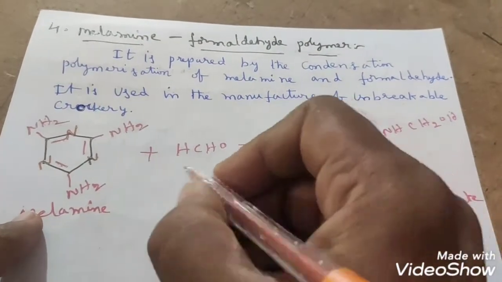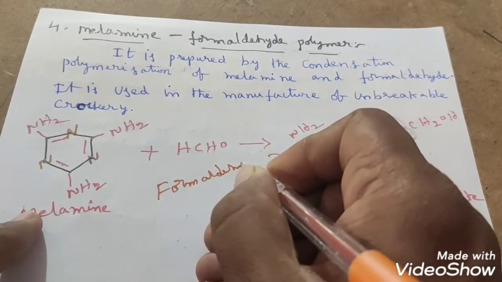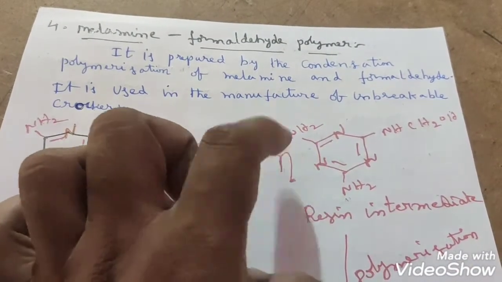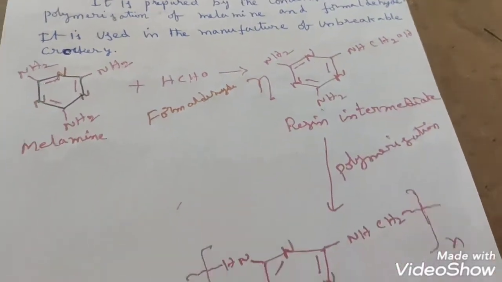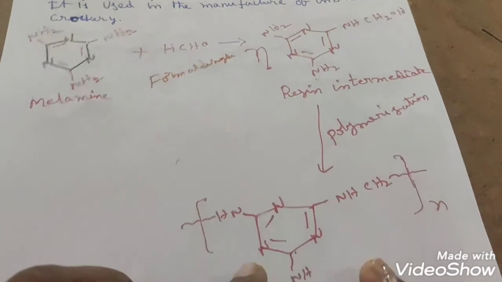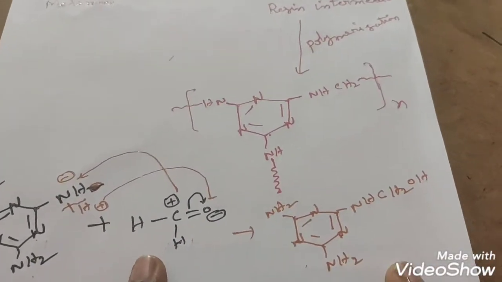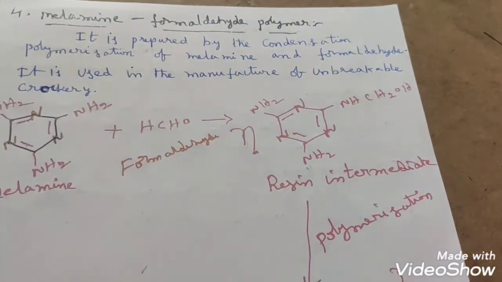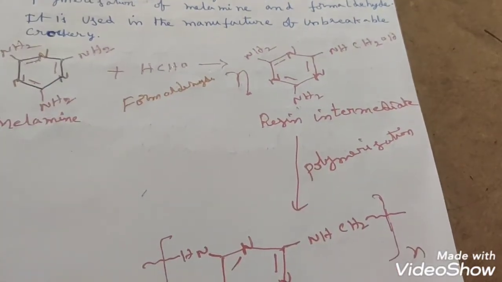Melamine when treated with formaldehyde, what happened? This is the compound we have got, the resin intermediate. If you take n moles of this resin intermediate, then this is the compound we have got. How do we get it? This we understood, sir. By taking like this, we have got the resin intermediate. It's the same molecule, right? From the resin intermediate, after polymerization, how have you got this?